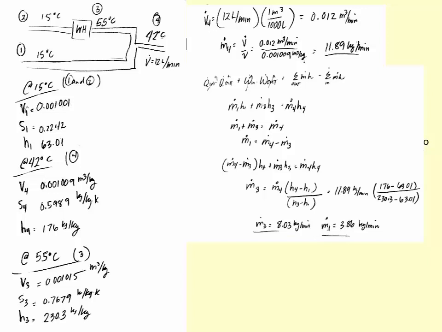Okay, so I'll rewrite it up here. We have m dot 1 is equal to 3.86 kilograms per minute. m dot 4 is equal to 11.89 kilograms per minute. And m dot 3 is 8.03 kilograms per minute. Yes, that's fine. So m dot 3 is equal to m dot 2.